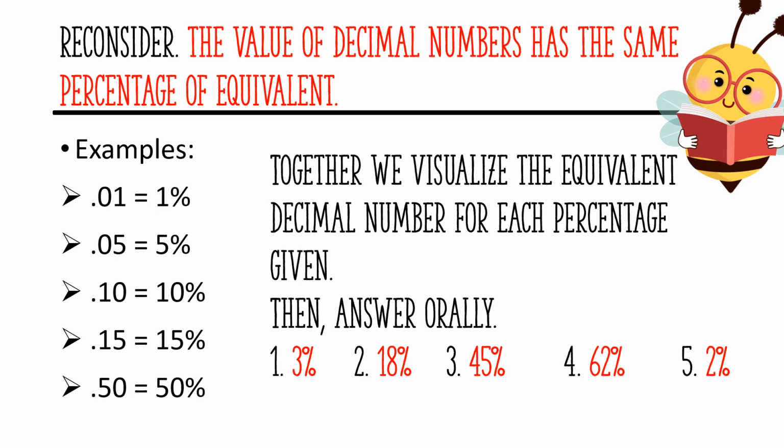Number 2, 18%. What is the equivalent decimal number? Very good. 18 hundredths or 0.18. How about number 3? 45%. What is the equivalent decimal number? Very good. 0.45 or 45 hundredths. Right. Number 4, 62%. What is the equivalent decimal number? Very good. 0.62 or 62 hundredths. How about number 5? 2% is equal to 0.02 or 2 hundredths.